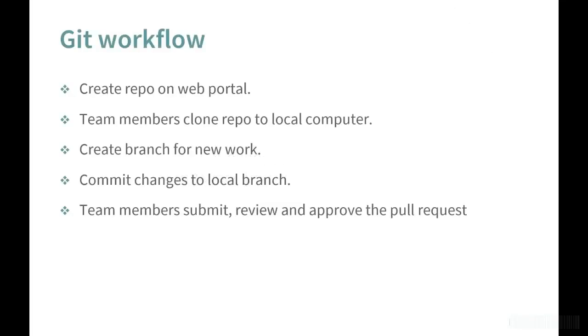This is a rundown on how we'll use Git in the rest of this chapter. Someone on our team creates a repository in the web portal. Individual team members clone the repository to their local computers. A team member creates a branch for new work. One or more people can work on the branch. Team members commit changes to a branch. When the code is ready, a team member submits a pull request. The designated team members review the request and approve and merge the changes back into the repository.